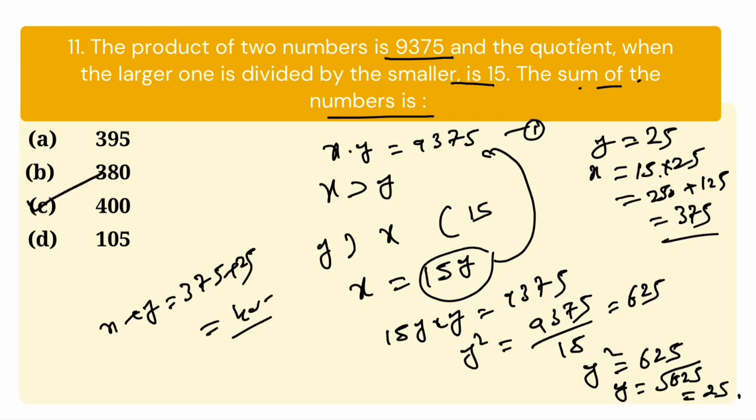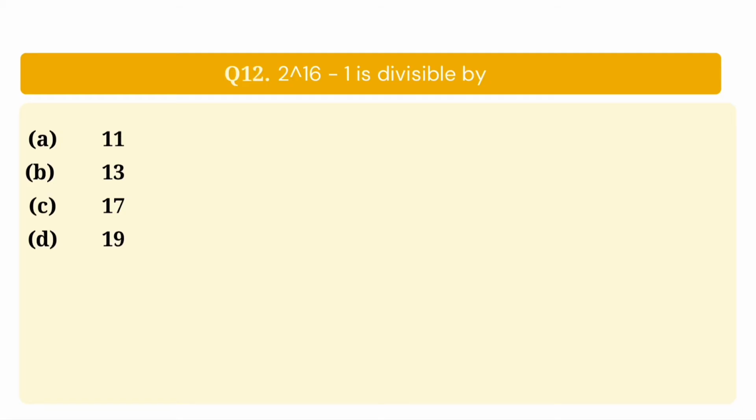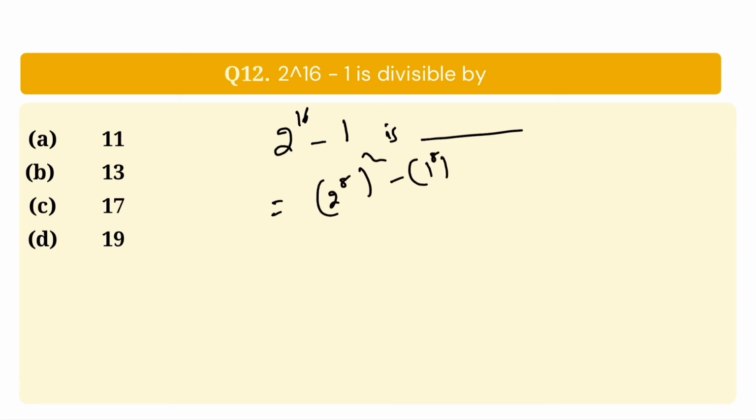Let's move to the next question. The question is, 2 power 16 minus 1 is divisible by. So it's like a power n minus 1 is definitely divisible by. So 2 power 16 we can write like this: 2 power 8 whole square minus 1 power 8 whole square. So in the a square minus b square format, we can write it as a minus b into a plus b, that is 2 power 8 minus 1 into 2 power 8 plus 1.